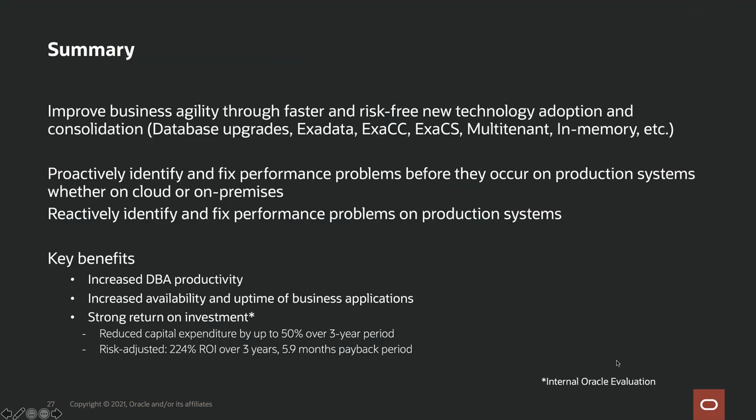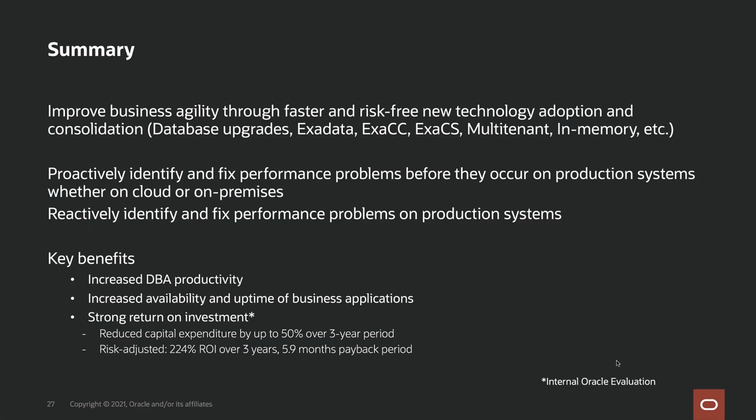So as a summary, Real Application Testing and all its features improve the business agility through faster and risk-free adoption of new technology. You can use it for database upgrades, migrating to Exadata, Exadata Cloud at Customer, and Exadata Cloud Services. Real Application Testing is also a proactive tool that identifies and fixes performance problems before they occur on production system, whether it's on cloud or on-premise.